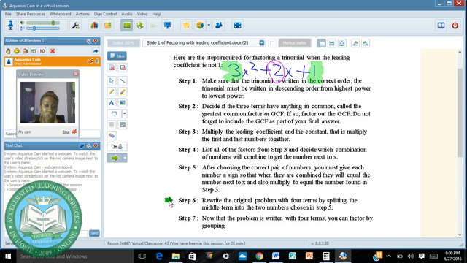Step 6, you're going to rewrite the original problem with 4 terms by splitting the middle term into the 2 numbers chosen in step 5. So basically, that pair of numbers that you came up with in step 5, you're going to now substitute for your middle term. That's step 6. And then finally, step 7, once you have rewritten that problem, then you can factor each portion out by grouping. All right, so those are our 7 easy steps to factoring a trinomial when the leading coefficient is not 1. So let me show you how to do it step by step.